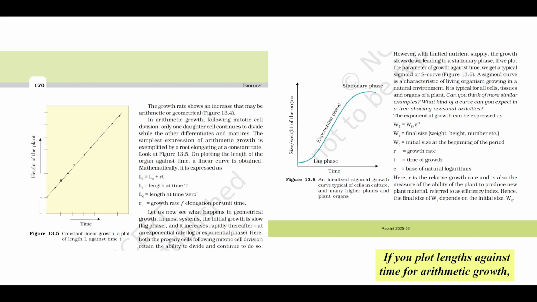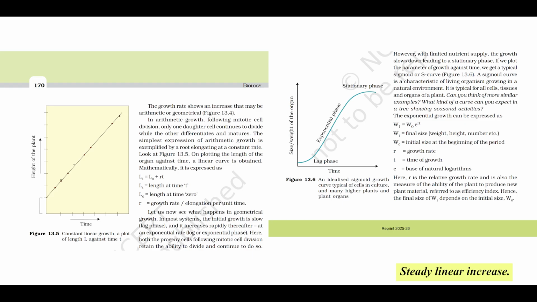Okay. If you plot length against time for arithmetic growth, you get a straight line, a linear curve, just like in figure 13.5. Linear increase, constant rate. Precisely. And the formula is simple. Lt = L0 + rt. Let's break that down. L is the length at time t. L0 is the initial length at time 0. And r is the growth rate or elongation per unit time. Like adding the same amount each day. Simple interest. Perfect analogy. Or adding a fixed number of bricks to a wall each day.